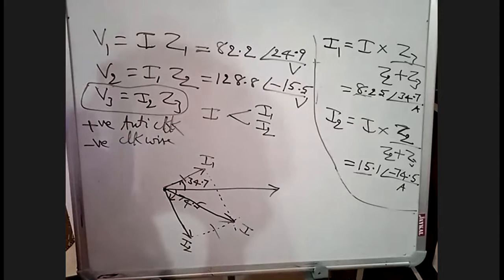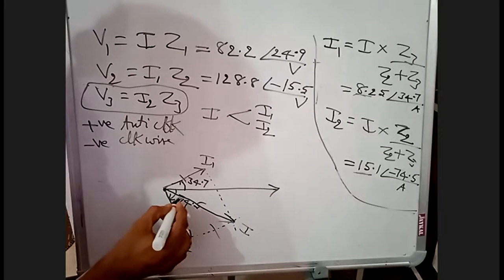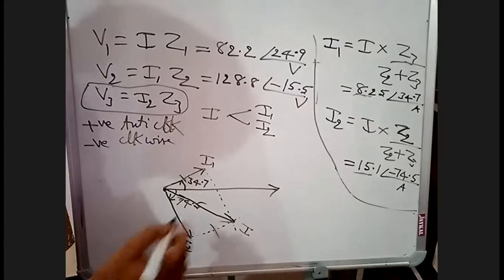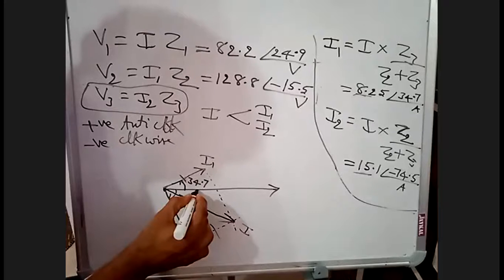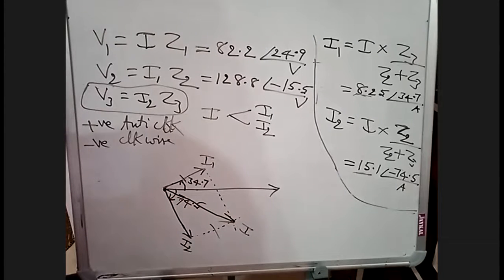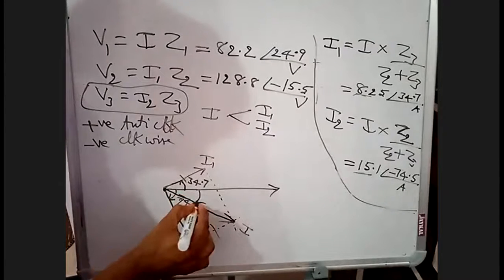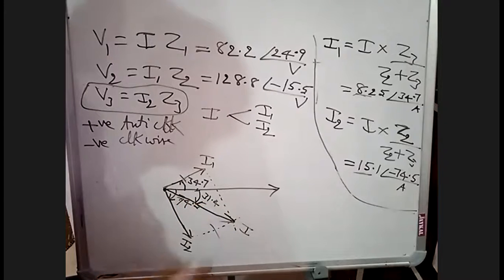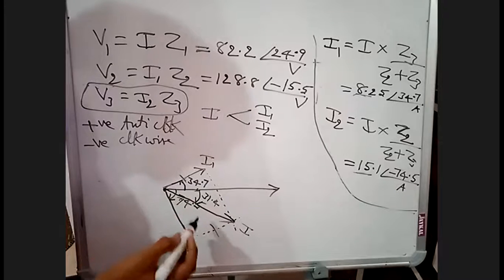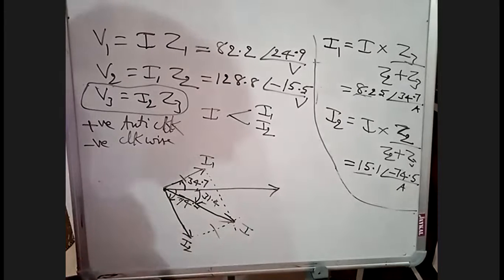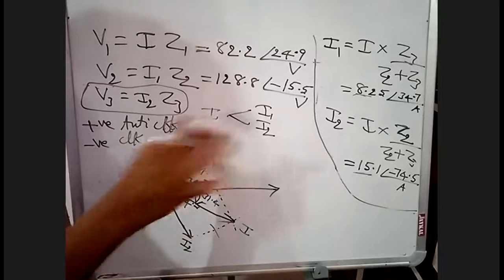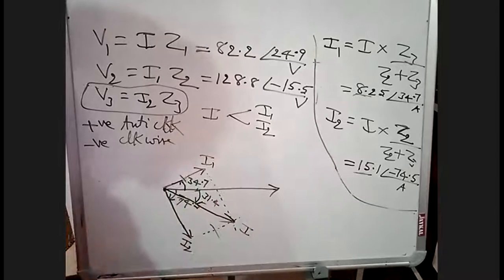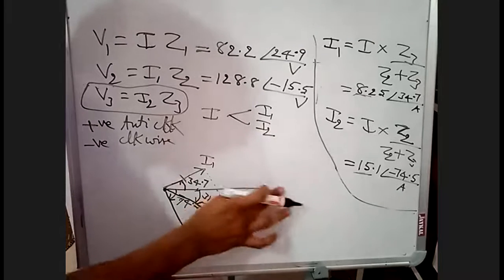We have calculated I. What is the angle? Minus 31.4. Minus means clockwise. The angle for I is 31.4 clockwise. This is the phasor diagram for the current. Okay. Now we'll go for the voltage.